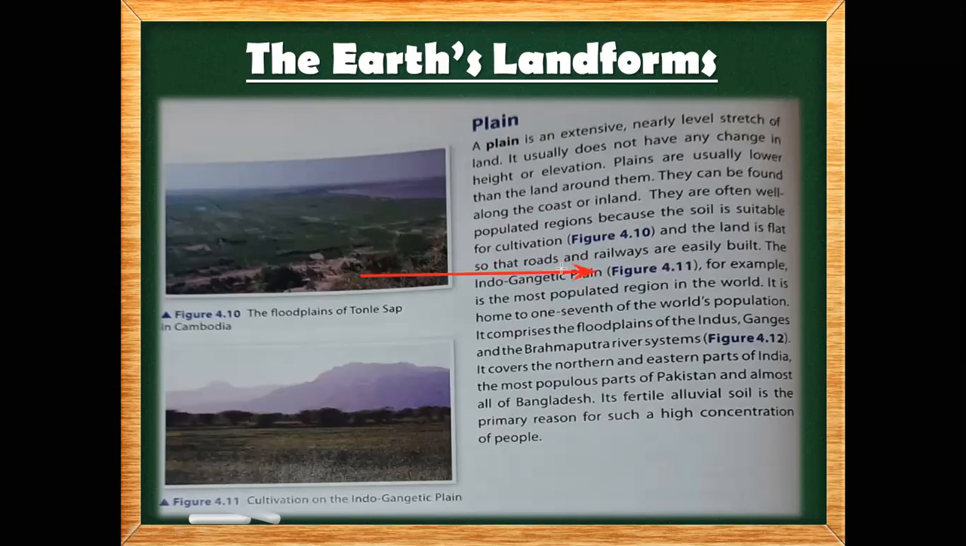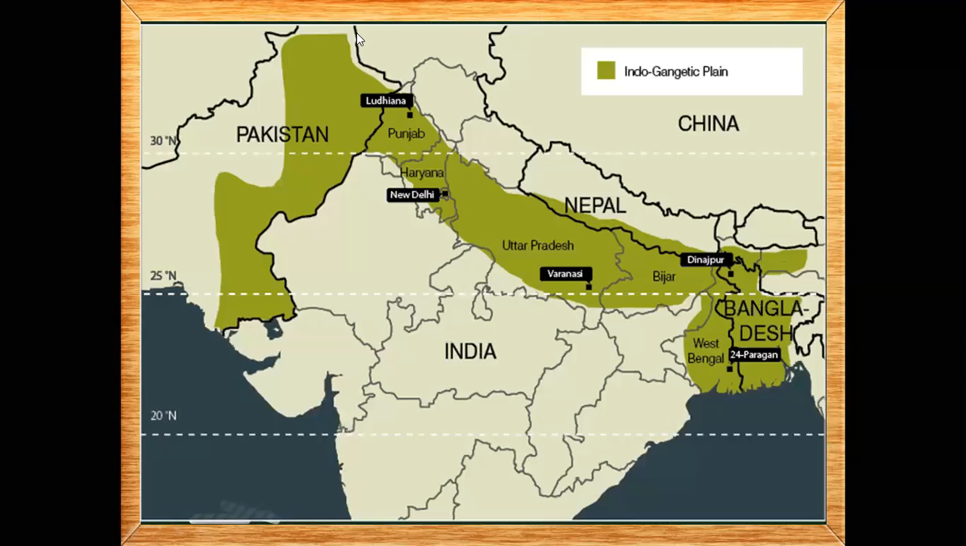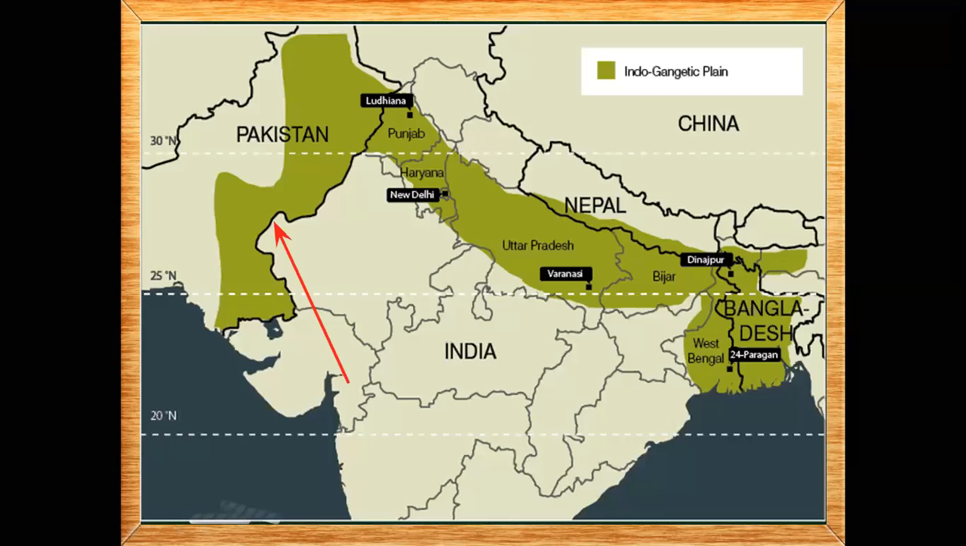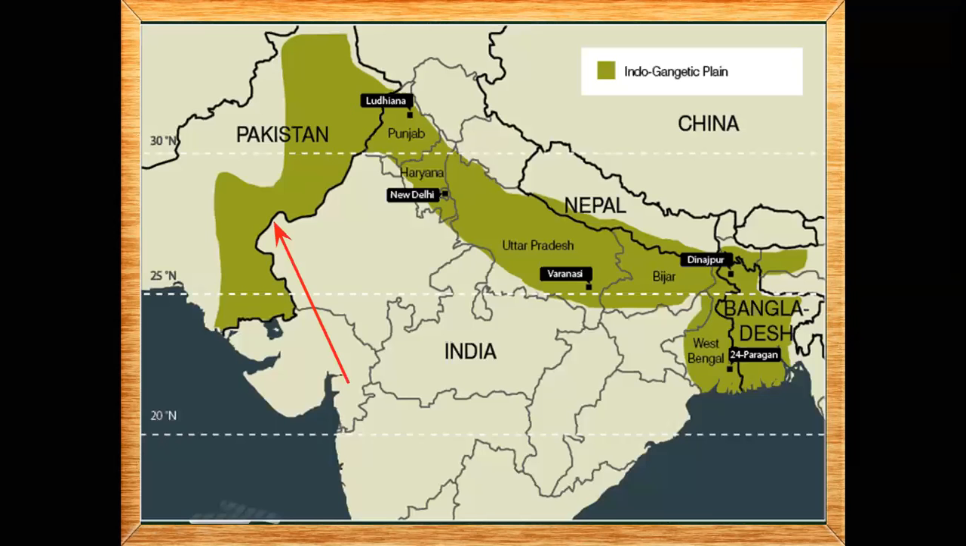The Indo Gangetic Plain. This is the area of India, Pakistan, Nepal, and Bangladesh. Let me show you the picture, but wait a second. See, this is a picture of the Indo Gangetic Plain. If you see, some part is from Pakistan, some part is from India, some part is from Nepal, and some part is from Bangladesh.